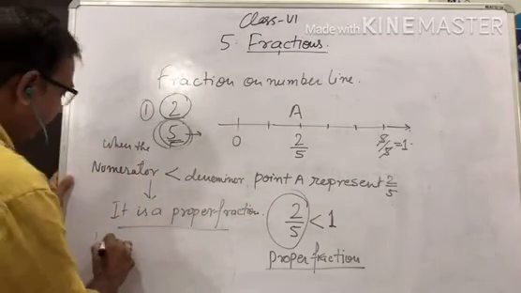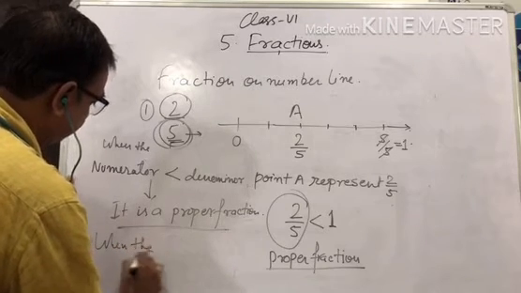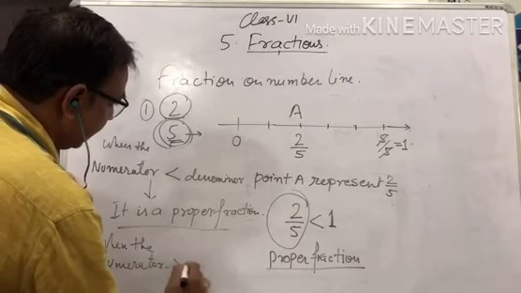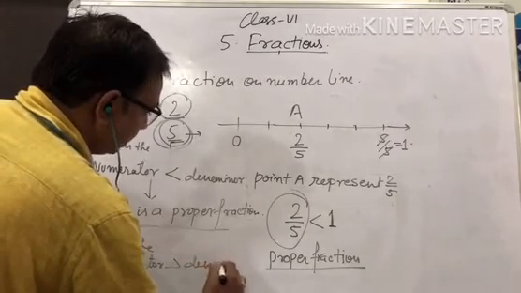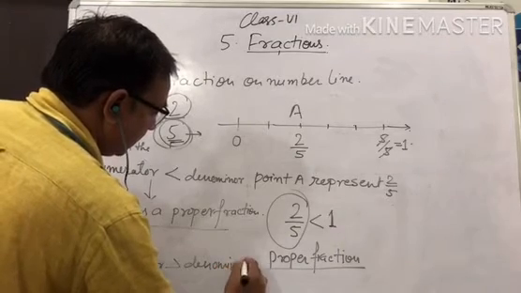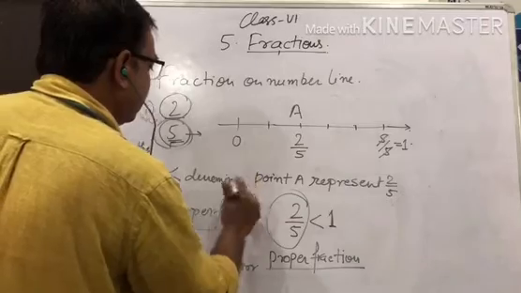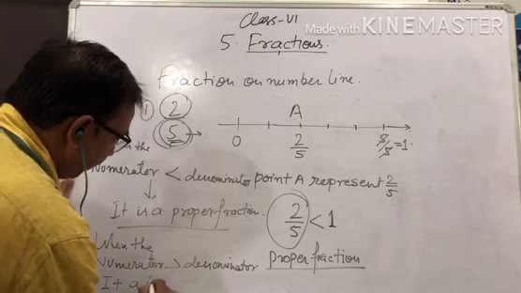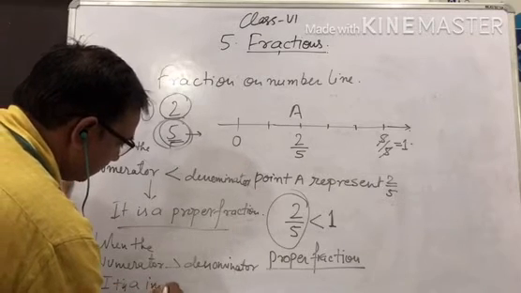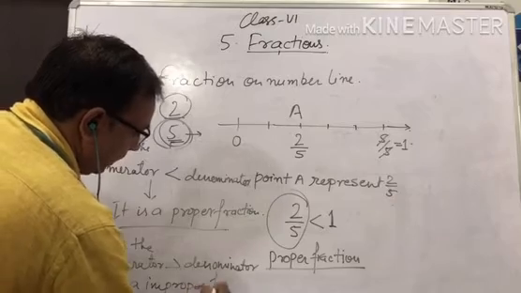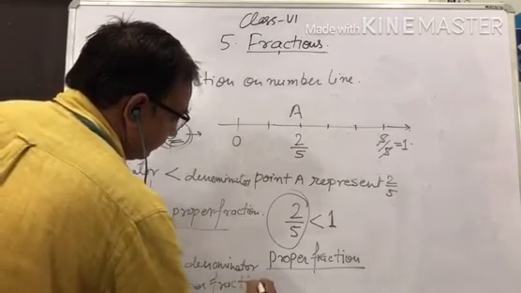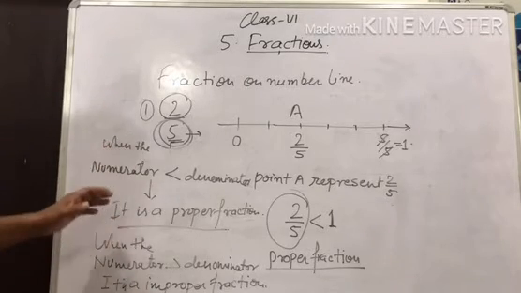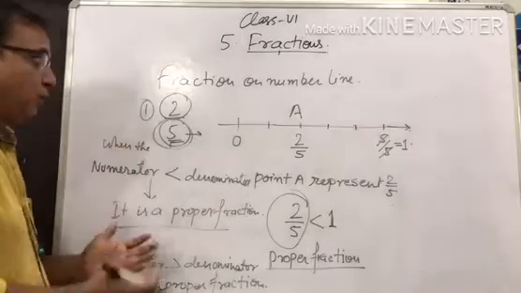And when the numerator is greater than the denominator, then it is an improper fraction. So this is very important in a number line. If it is improper, then there is another method to do it.